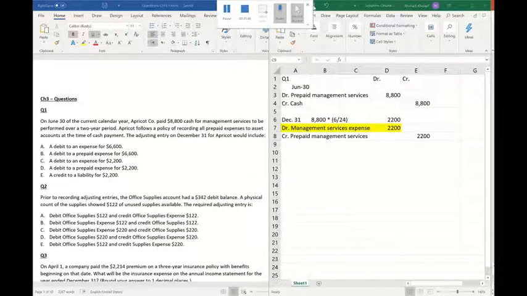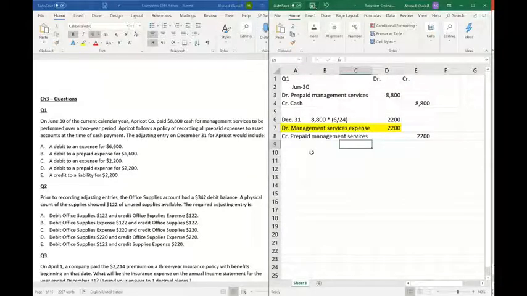Which is 2,200 debit expense. So the answer here is C.